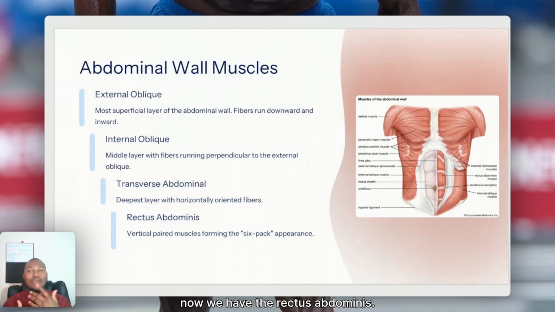Now, we have the rectus abdominis. Rectus abdominis is very, very important because it's a vertically paired muscle that forms the 6-pack. So when you're talking about 6-packs, you talk about rectus abdominis. All right? If you look at this diagram, I need you to take your time and look at the diagram of the abdominal muscles and identify these 4: 1, 2, 3, 4. All right? Very, very important.